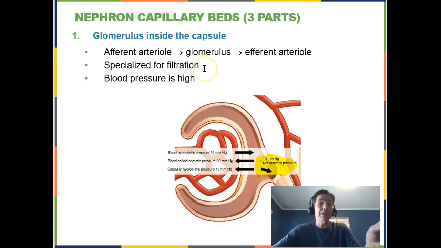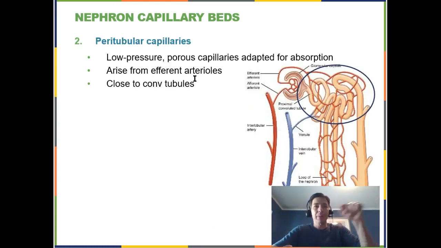Again, this is where filtration takes place, and the blood pressure in this capillary is relatively high. That encourages fluid to leak out. And we'll talk more about filtration and all of the steps as we go. Right now, we're just reviewing anatomy, or introducing anatomy, I should say.